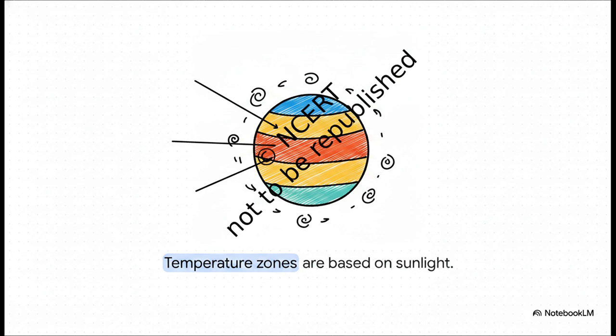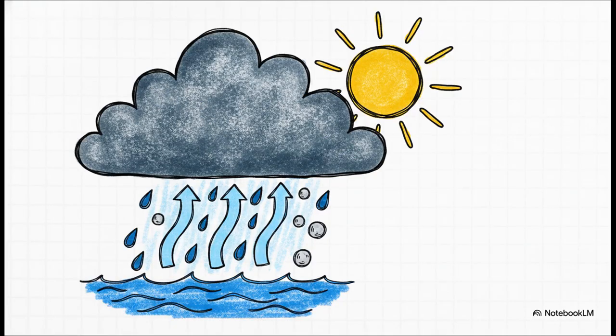But as you move toward the poles, that exact same amount of energy gets spread out over a much larger area at a lower angle. That drop in concentrated energy is exactly what creates these distinct temperature zones across the globe. Alongside temperature, we have to talk about water.